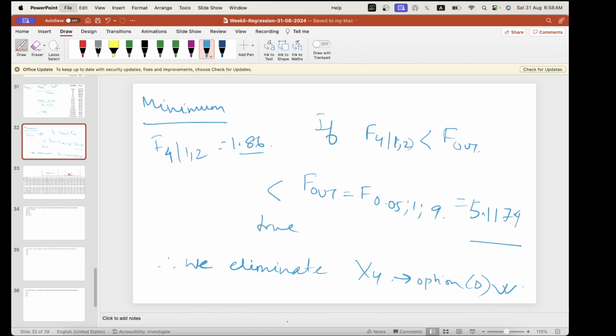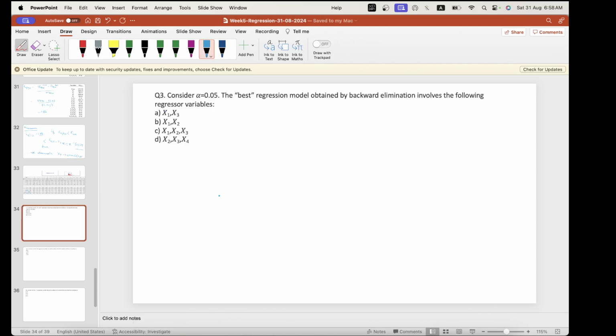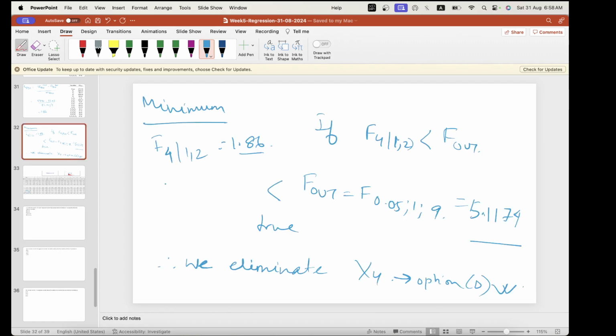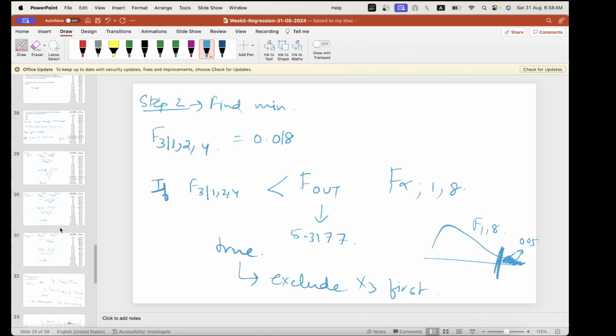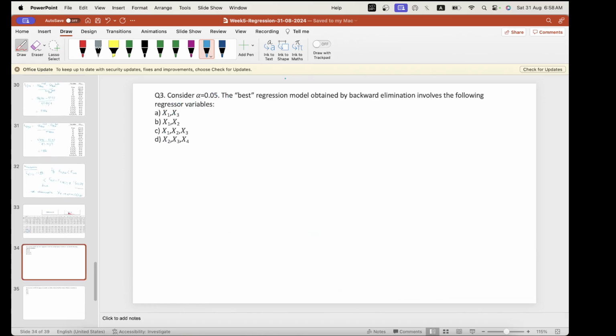Alright, moving on. Alright, now that we have x4, how many did we remove? x4 we have removed, and then in the previous one we have removed x3. Okay, so now we are left with x1 and x2. Okay, now before making any conclusions directly, we would also like to validate that this is the best regression model that remains.